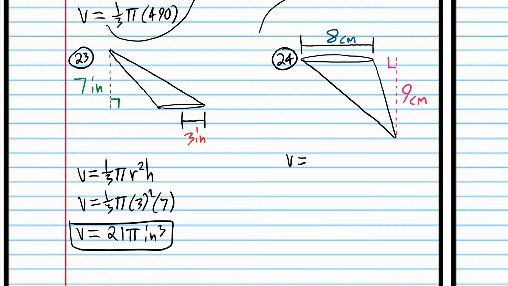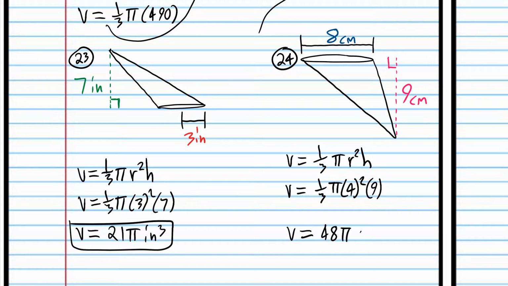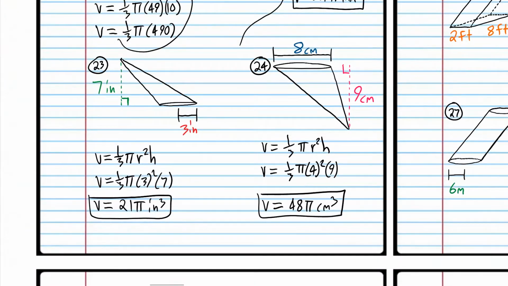All right, we're back. Volume equals 1/3 pi r squared h, just showing the formula. You don't really have to show it every time, but it's probably good if you do. The radius is not 8, it's 4. The diameter is 8. Times the height, and we get 48 pi cubic centimeters. And you can do that on your calculator if you need to. 4 squared is 16 times 9 is 144, I believe, and then divided by 3 is 48.